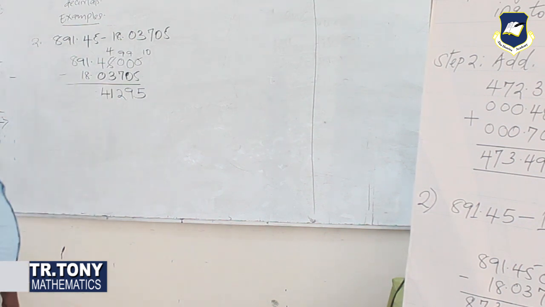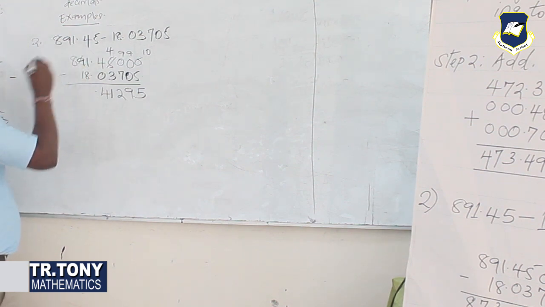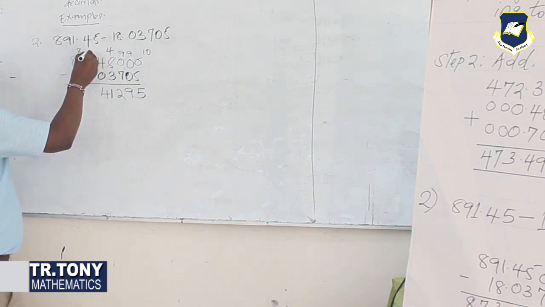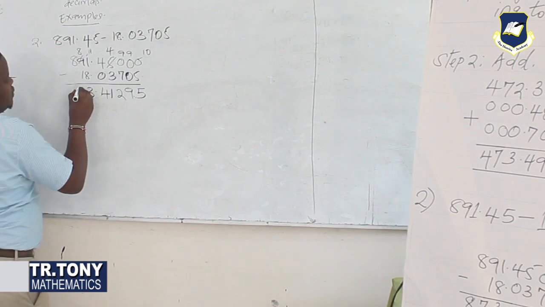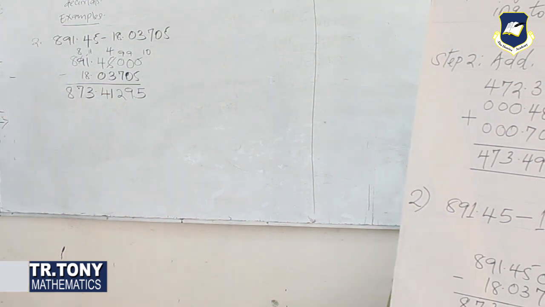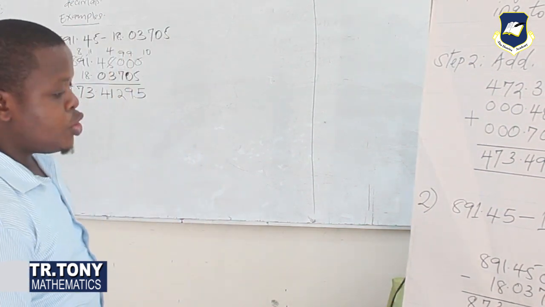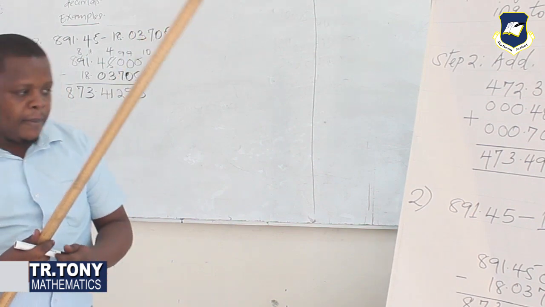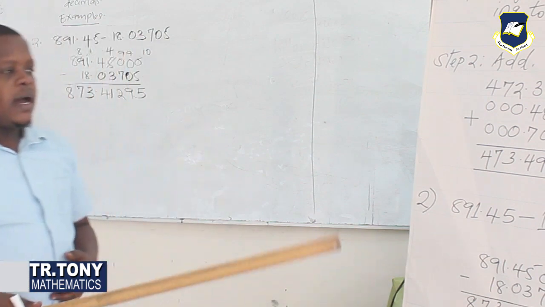Point. Again, this one will not be able to take away our 8 here. So what do you do? You again borrow from 9. It changes into 8, then this becomes 11. Then 11 minus 8 gives you 3. Then here remains 8. 8 take away 1 gives you 7. Then you drop your 8. So actually your answer becomes 873.41295. Remember again, like I've just said, it is very important that you align the digits according to their place values.